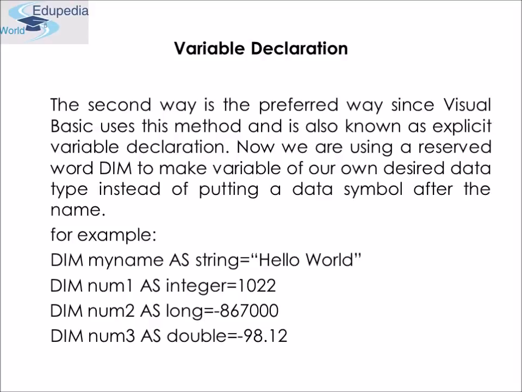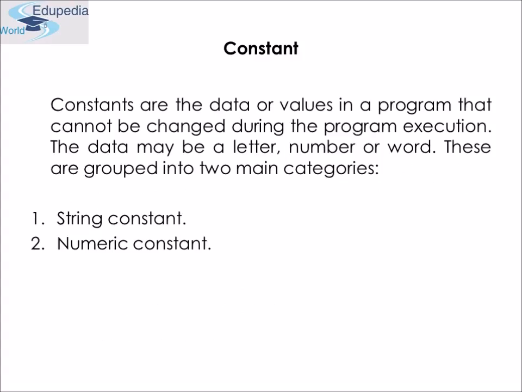For example, by using the reserved word DIM, I have taken the same variable myname as string and assigned the same value to it. So now I do not have to put that $ sign at the end of my variable name. Similar is the case with integer, long and double. I just have marked them or assigned them the values by using the reserved word DIM instead of using those reserved signs again and again.